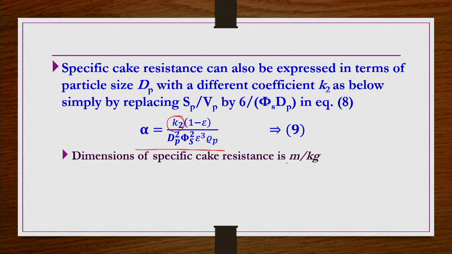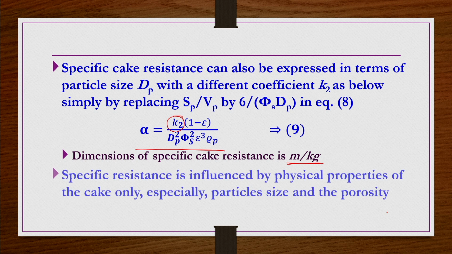Dimensions of specific cake resistance is meter per kg. Specific cake resistance is influenced by the physical properties of the cake only, especially particle size and the porosity. From the alpha definition, alpha is going to be affected by the particle size and the porosity epsilon, along with the density and sphericity, etc. But particle size and voidage are going to have a strong influence on the cake resistance.